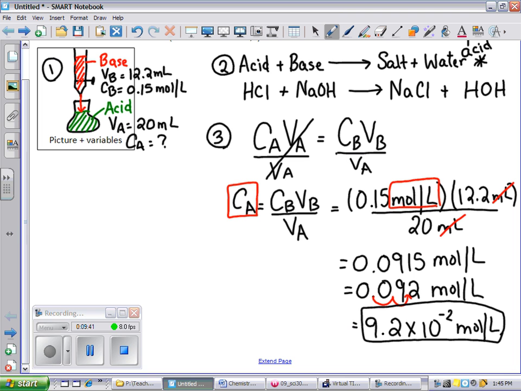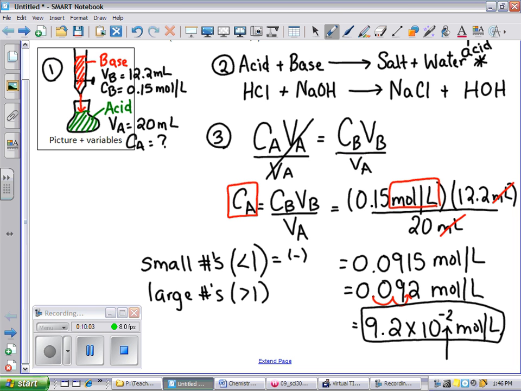If you're not sure if the exponent here is supposed to be positive or negative, any small numbers, so that's numbers smaller than 1, generally the exponent is negative. If you have a large number, for example, a number larger than 1, the exponent will be positive.